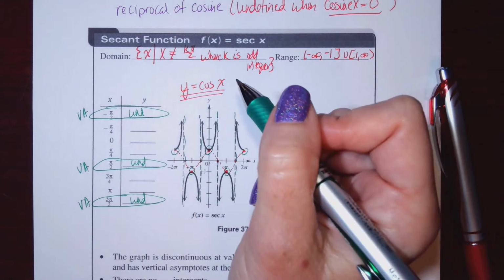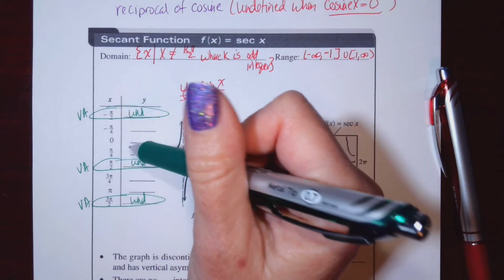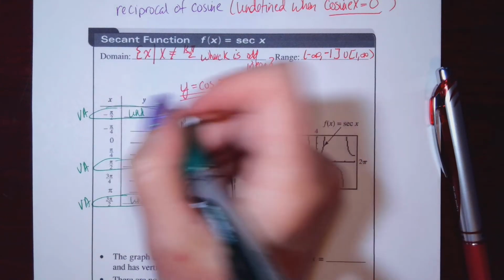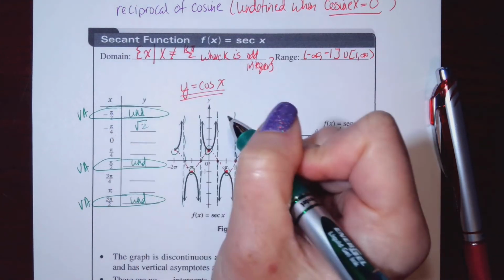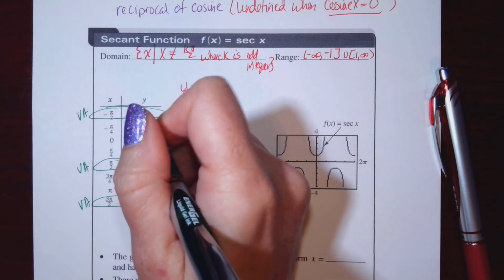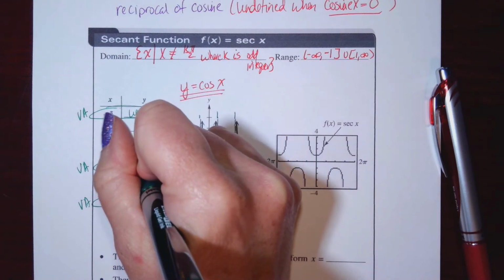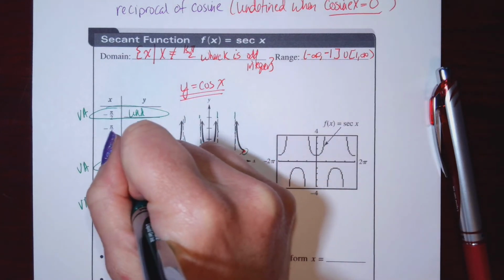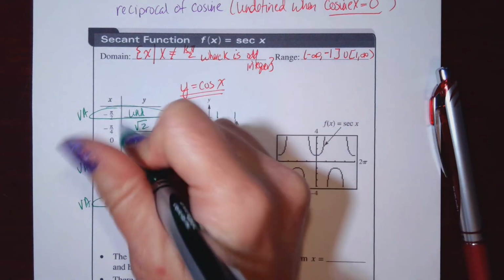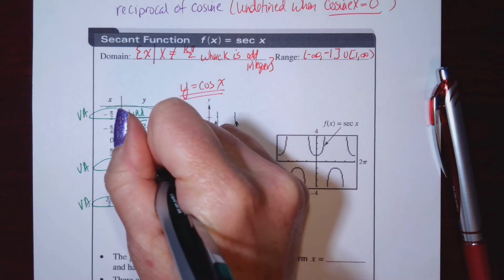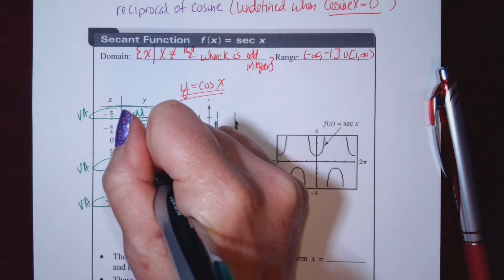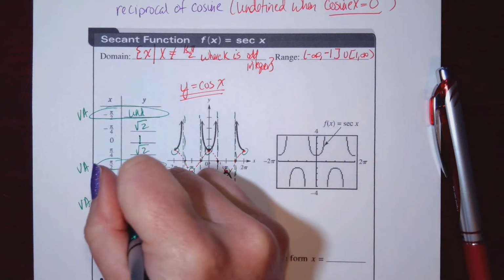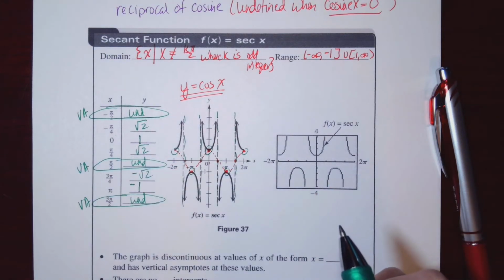Now we've got our other special angle values. They're giving us the pi fourths and the full values of pi. At pi fourth, my secant value is square root 2. Negative pi fourth and positive pi fourth is positive square root 2. At 3 pi fourths, it's negative square root 2. At 0, secant is 1. At pi, secant is -1 because that's my cosine function value at those values.